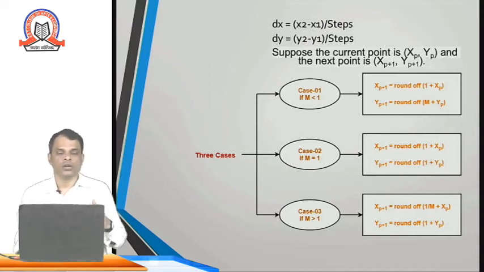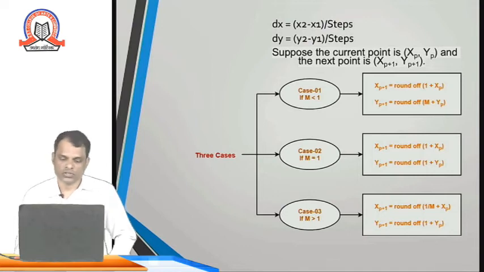things, that your slope is either equal to 1, or more than 1, or less than 1, and based on that your incrementing factor changes. So if it is equal to 1, then both x and y will change. But in the first and the last case, either x will come 0 or y will come 0. Okay, so only one value will change, the other value will not change.